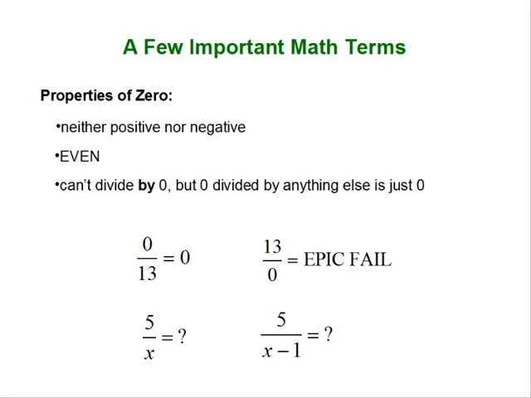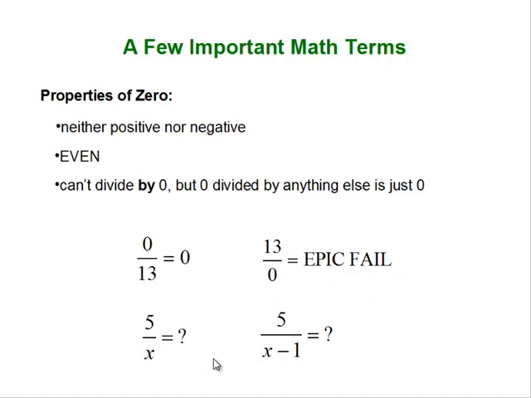You can divide 0 by anything. We just talked about how it's divisible by 2. It's divisible by any other number, except for 0. You can't divide anything by 0. And that's what we mean by epic fail here.